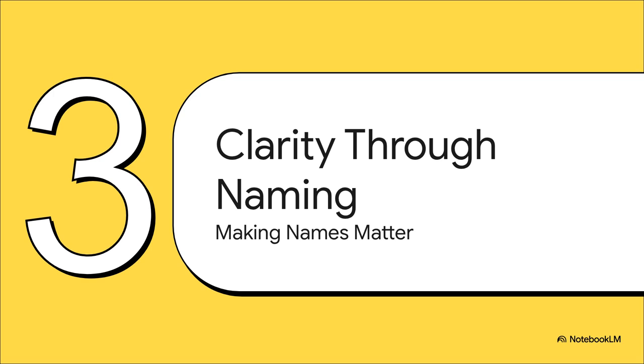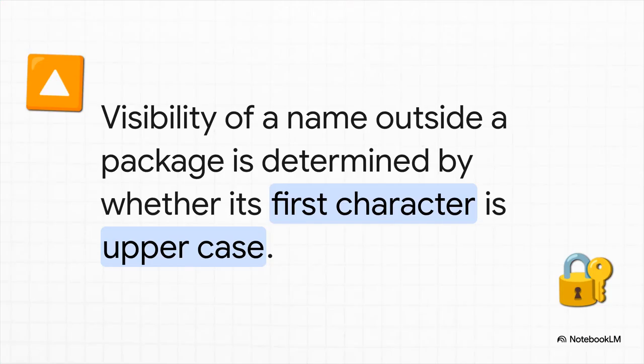See, in this language, naming isn't just a stylistic choice. It's a core part of the language with real semantic meaning. And this right here is the single most important naming rule you have to burn into your brain. Capitalization controls visibility. That's it. If a name starts with a big uppercase letter, it's public, or exported in Go terms. If it's lowercase, it's private. This isn't a suggestion. The compiler literally enforces it. It's that simple, and it's that powerful.